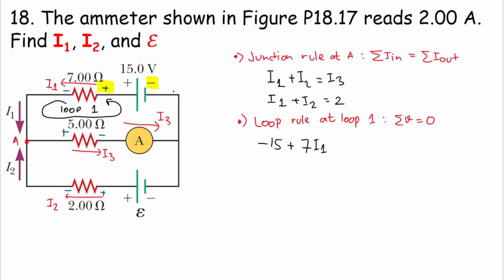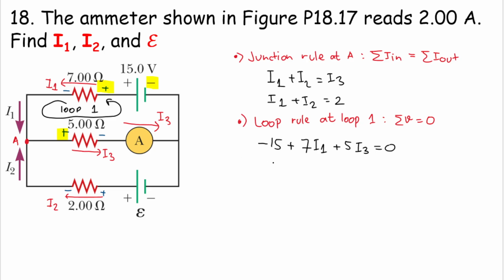Okay, and then what else do we get? Let's see here, the current is entering from the positive terminal of this 5 ohm resistor. So I will have plus, and the value is 5. But remember, this is resistance, so we need to multiply it by the current. So I have I3 here. All of that will equal 0.